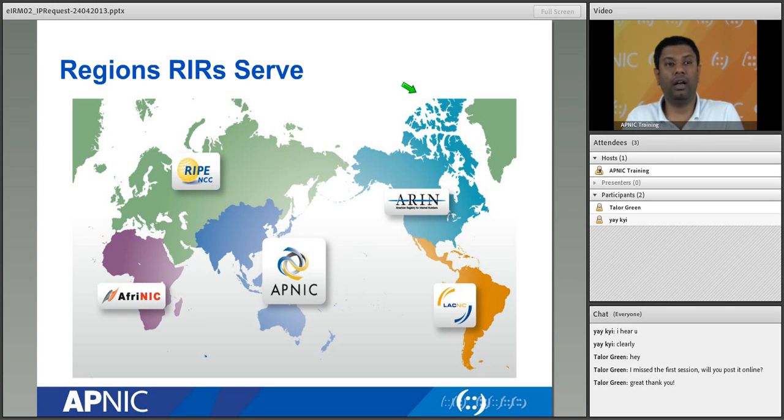So this is where only North America, you have the Caribbean that belongs to LACNIC. So this is how the 5 registries operate to distribute the addresses.